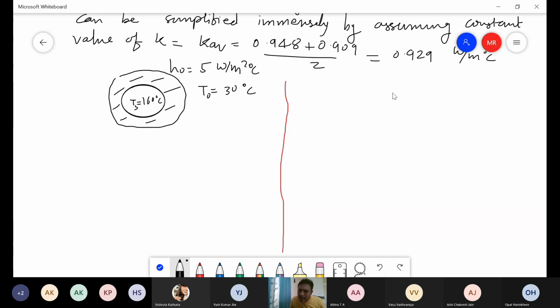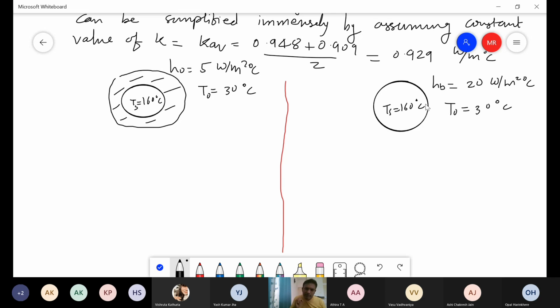Correct. Another case is given where a bare pipe is given. So this is the bare pipe, isn't it? In case of the bare pipe, the outside heat transfer coefficient HB is given, that is 20 watt per meter square degree Celsius. Again, T naught is going to be 30 degrees Celsius, and Ts is going to be 160 degrees Celsius. Correct. So these are the two cases given.